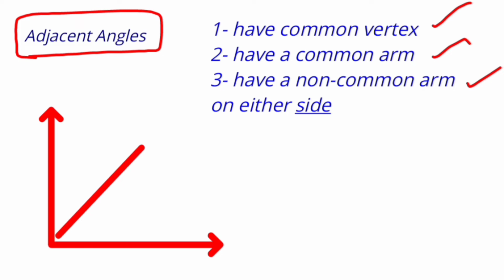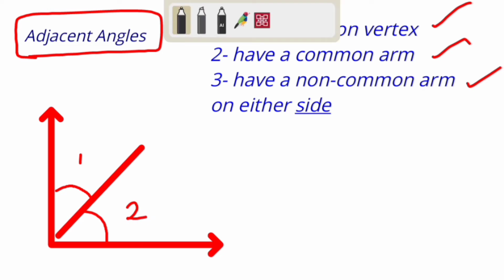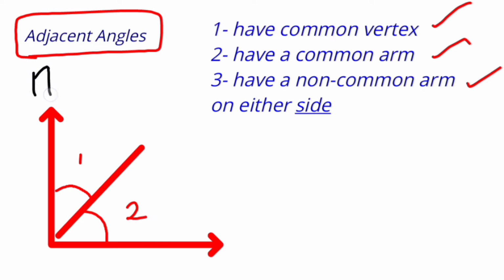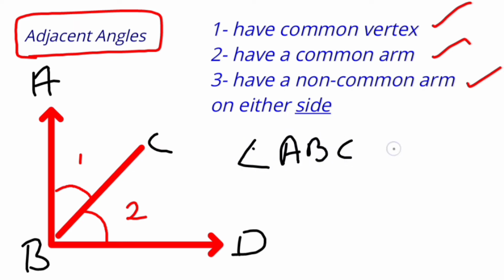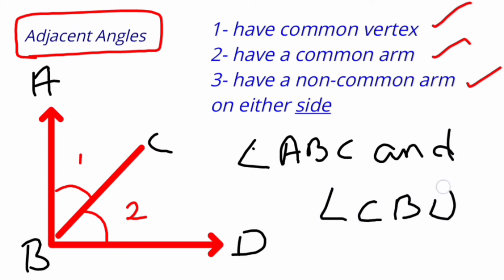So suppose these are two given angles, angle 1 and angle 2. Let us name them A, B, C and D. Now you have to find whether angle ABC and angle CBD are adjacent or not. जो हम चेक करते हैं कि जो प्रॉपर्टीज होती हैं एडजेसेंट एंगल्स की वो इसमें फिट आती हैं या नहीं. So our first property is having a common vertex.